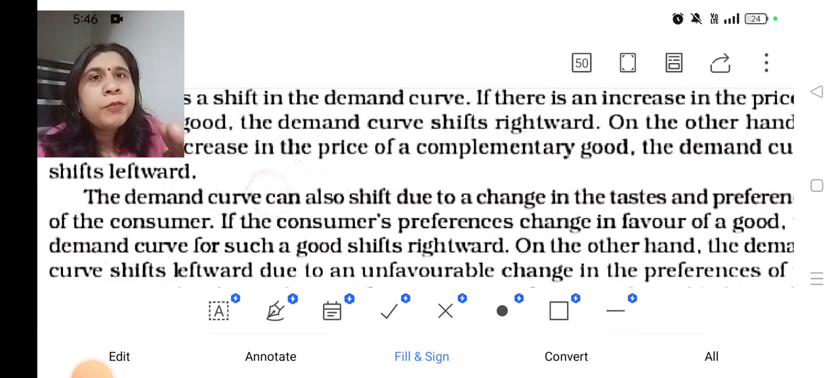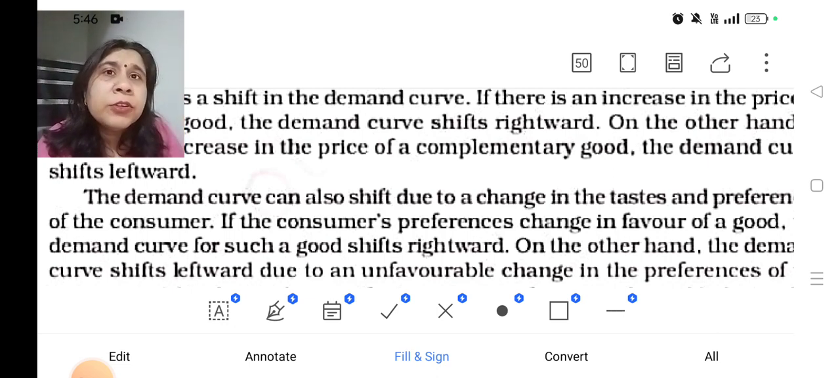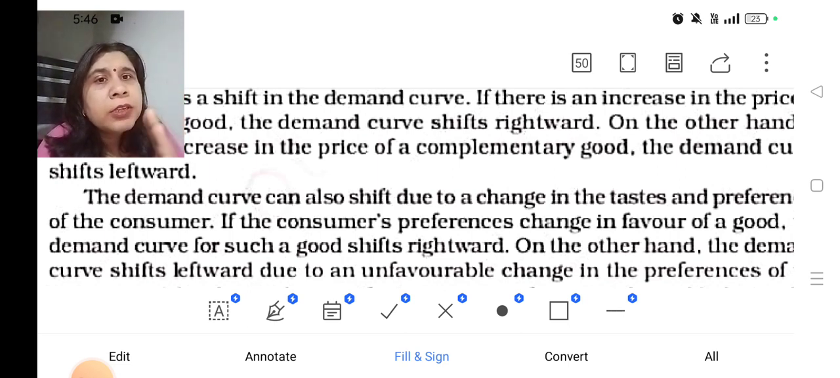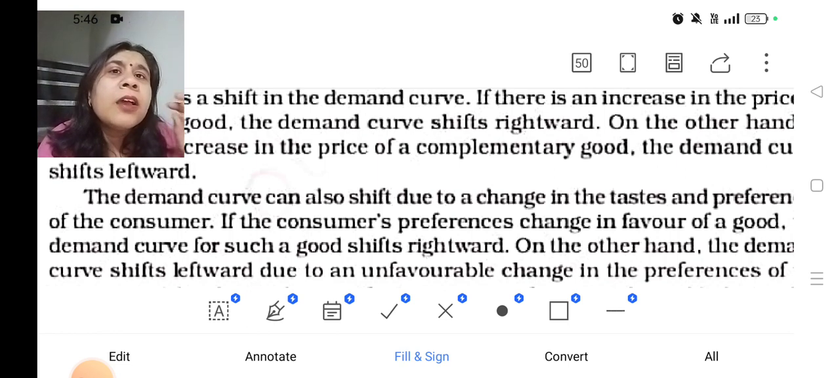See, this is the slope of demand curve. It will shift rightward. Why it's going to shift rightward? Because price is constant, so there is no contraction and expansion in demand. But keeping the other factor active, that is change of taste and preferences of the consumer, demand curve will shift rightward. On the other hand, demand curve shifts downward, that is leftward, if there is an unfavorable change.